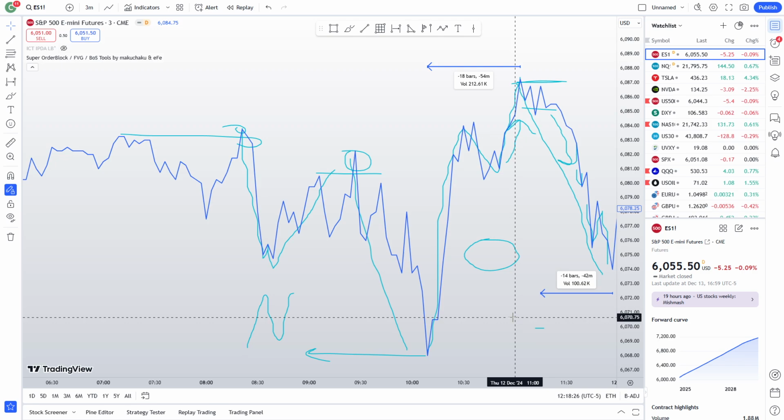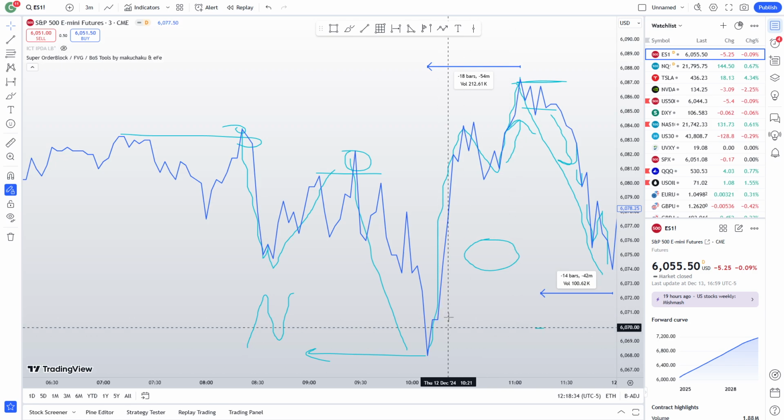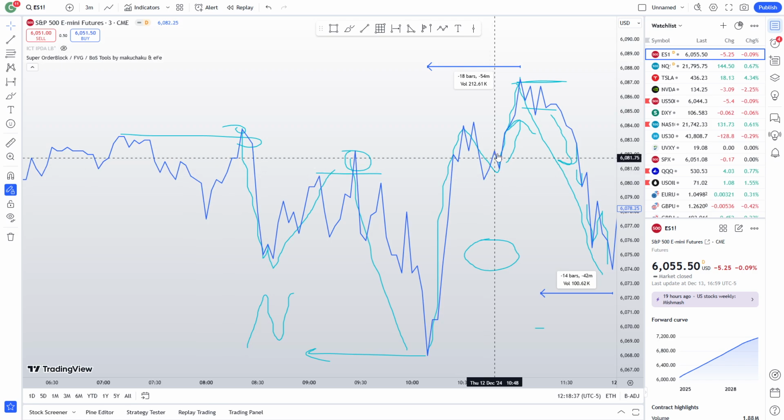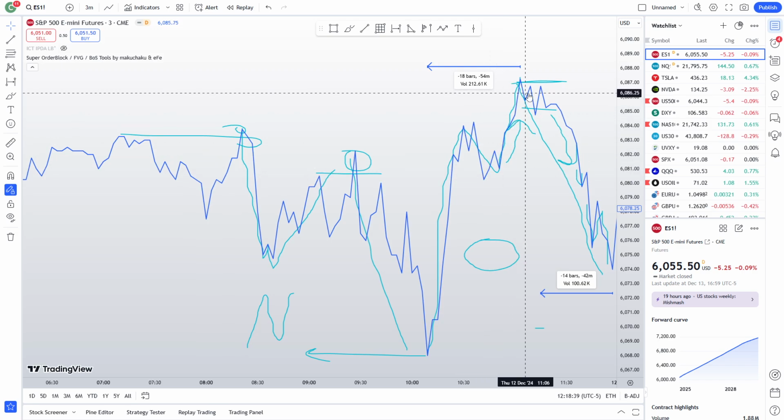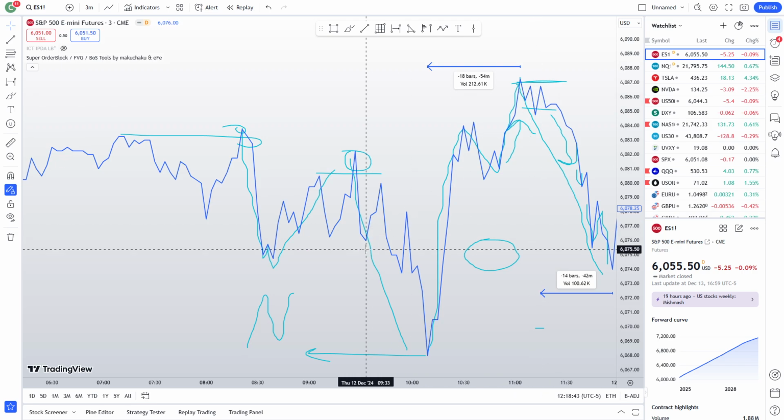See, the first turtle soup on the bullish move: it went higher, but then it turtle souped, right? But it went lower. So at what point in time do you consider it a change of delivery?